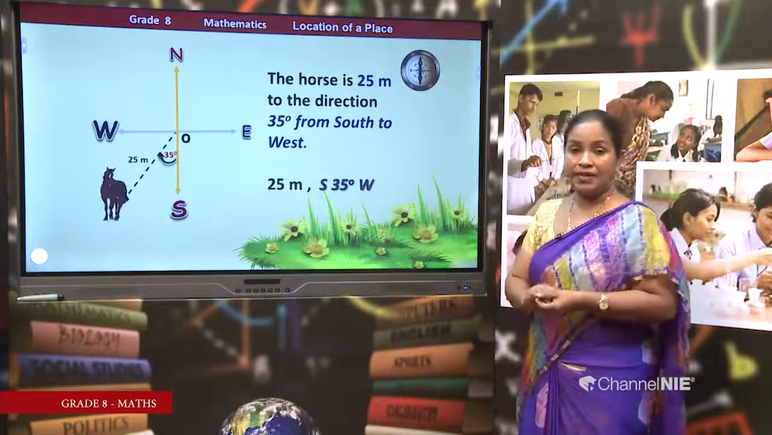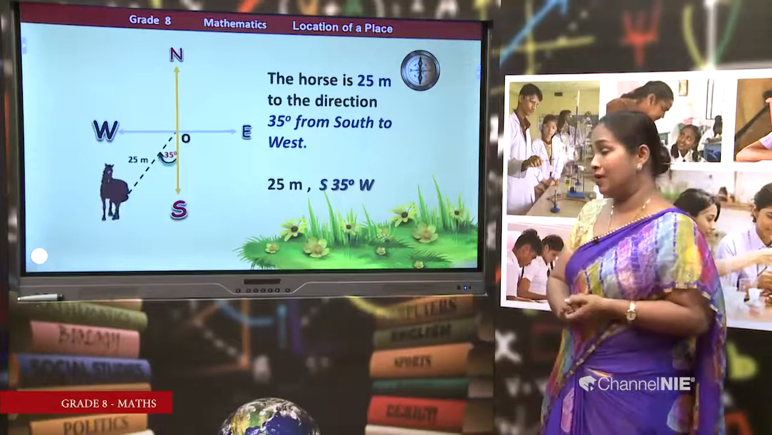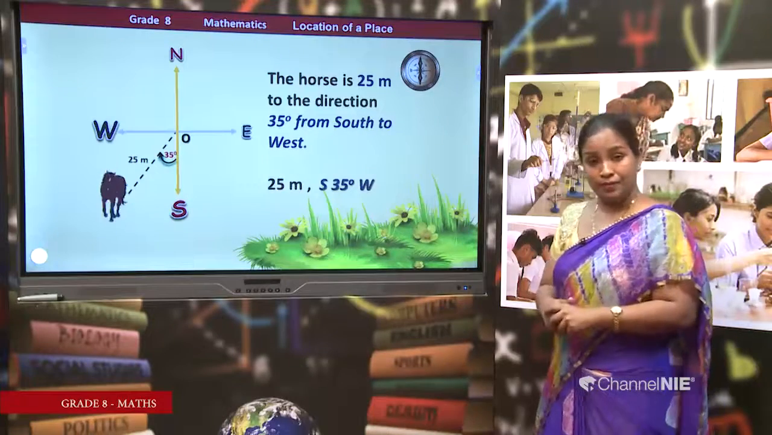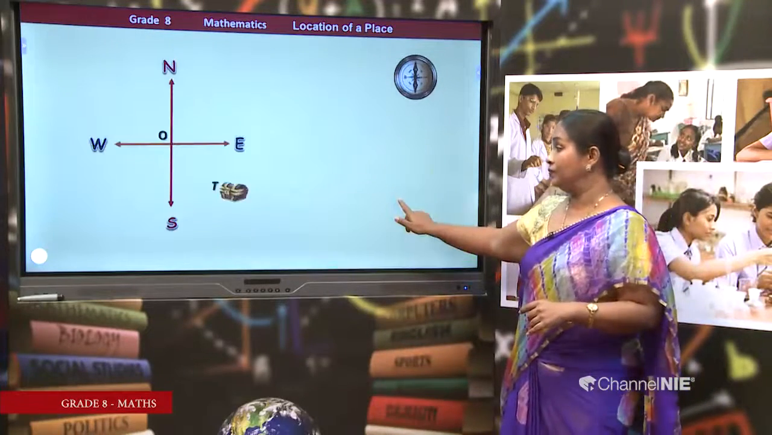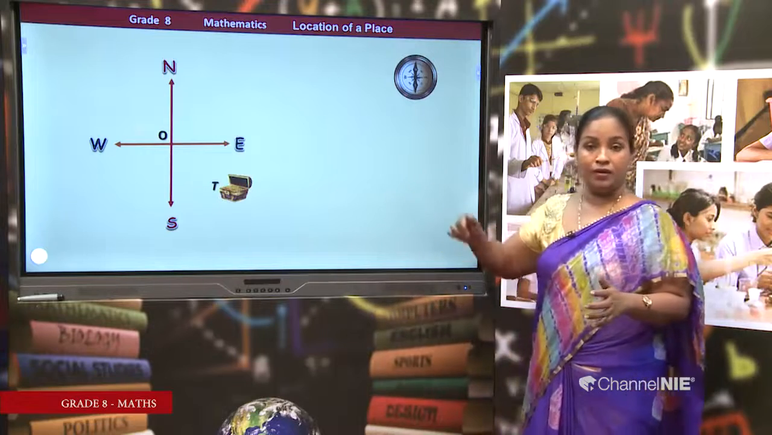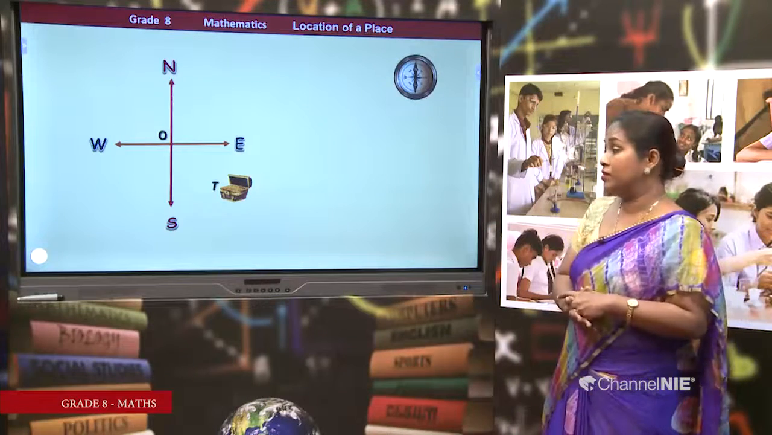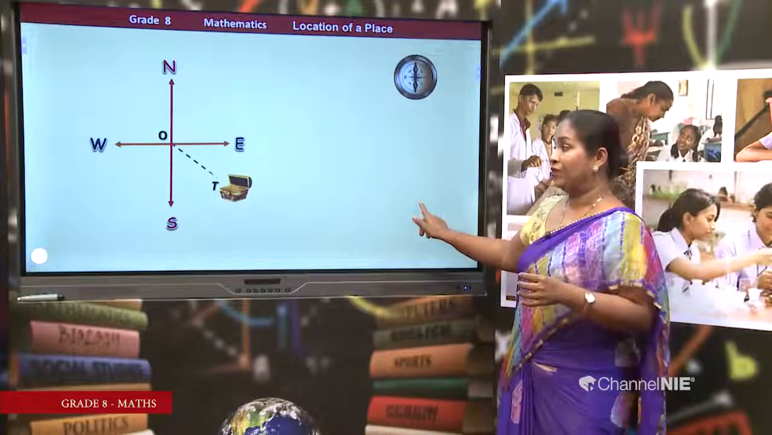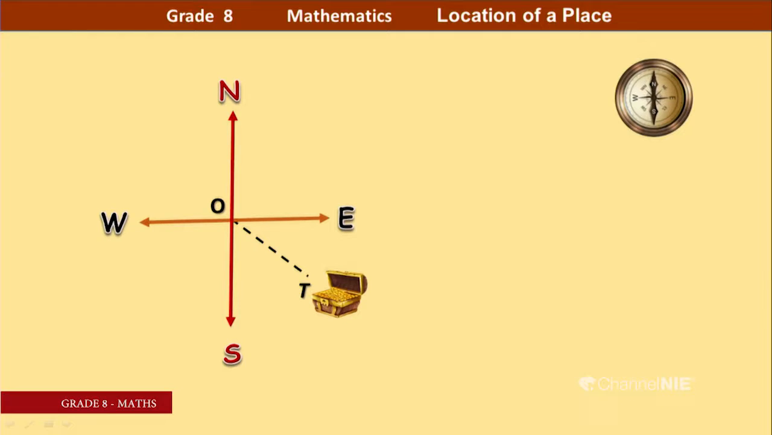So, we can note it in short way: 25 meters, comma, capital S, the angle 35 degrees, capital W. Okay. You have a treasure box. You have to find the direction of the treasure box first. We will see. First step is we have to join the point O and T. Then you have to measure the angle.